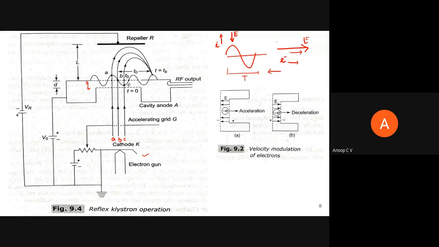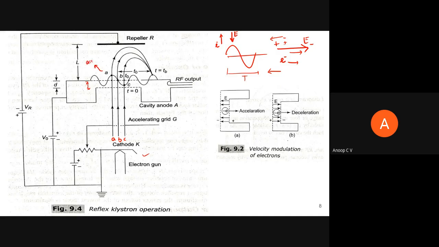Why? Because electric field lines are directed from positive to negative charge, or higher potential to lower potential. It is the negative gradient of potential. Suppose you keep a positive charge here, it will move along the direction of electric field. If it is a negative charge, that is an electron, it will move opposite, so it will be accelerated opposite to the electric field. Now you can see an electron is traveling opposite to an electric field. So what will happen? It will be accelerated. So this electron A will be accelerated.